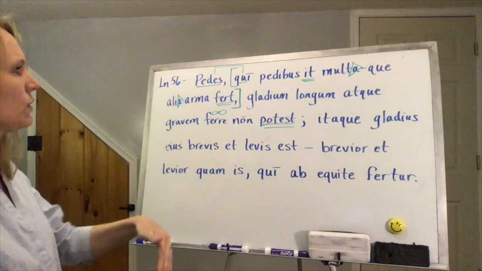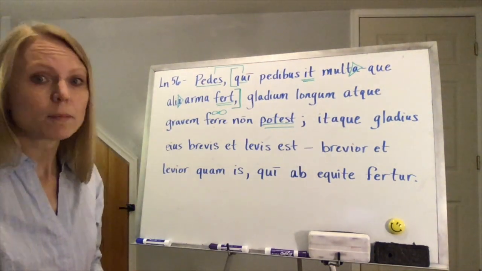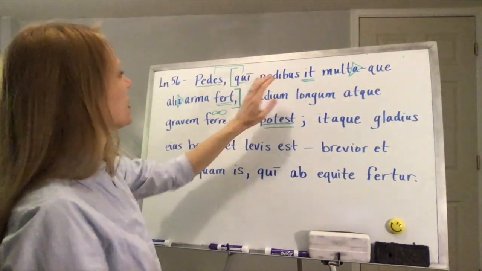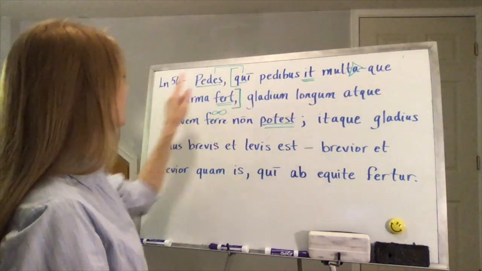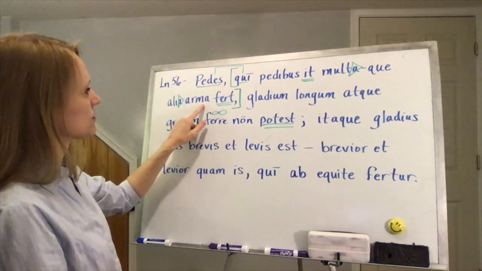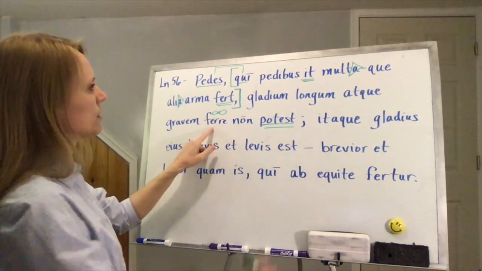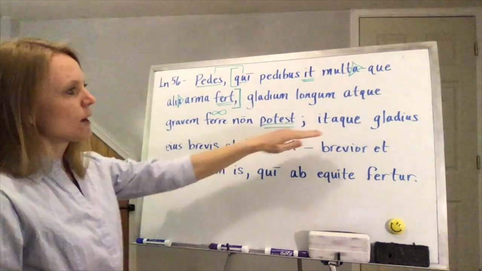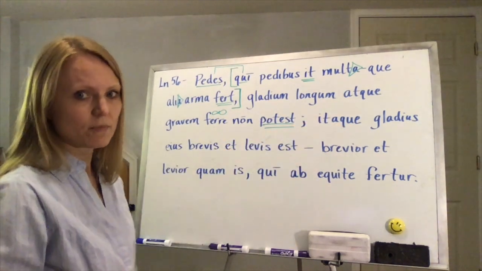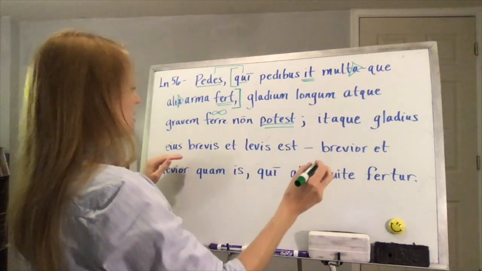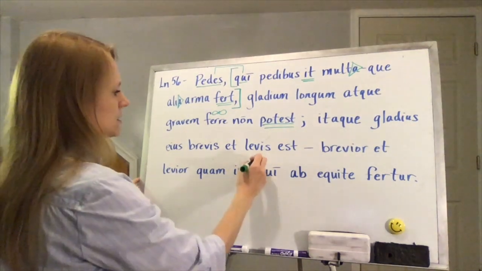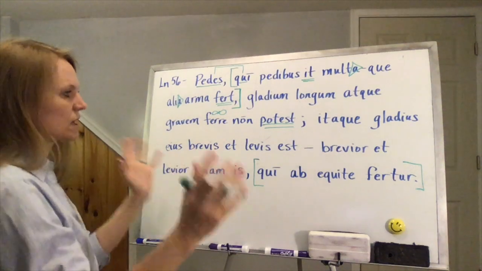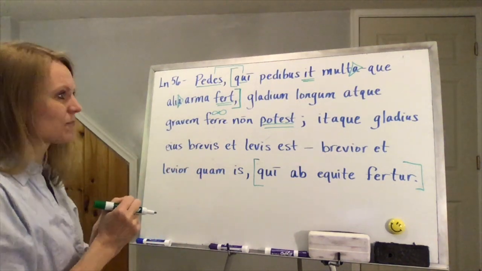All right, so we've got the whole first part. It looked so complicated, but it's really not. So foot soldiers who go by foot and carry many other weapons are not able to carry a long and heavy sword. So now we look at the next sentence, okay? So in this one, we can see right away that we have a relative clause. So we can take that out and you can mark these things in your book. Okay, so just take it out. It'll make it easier, all right?